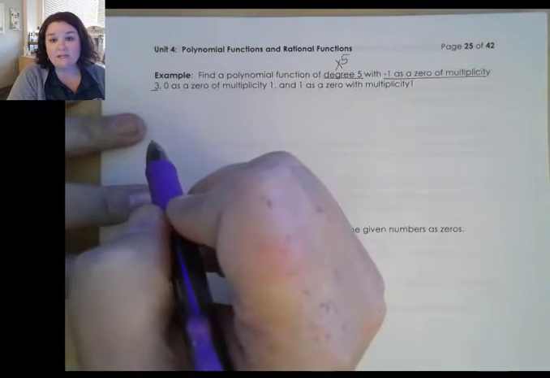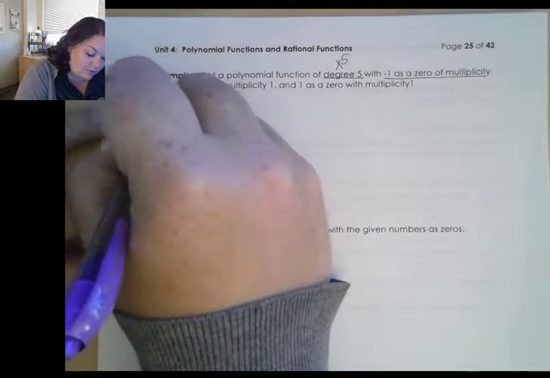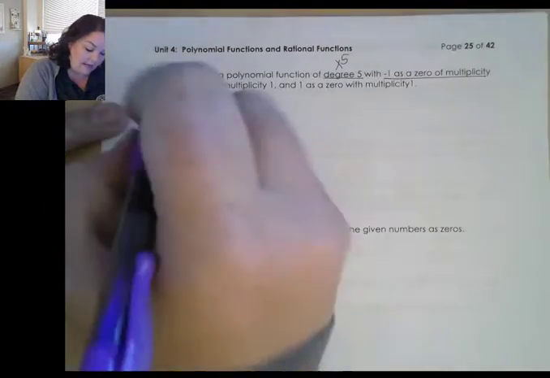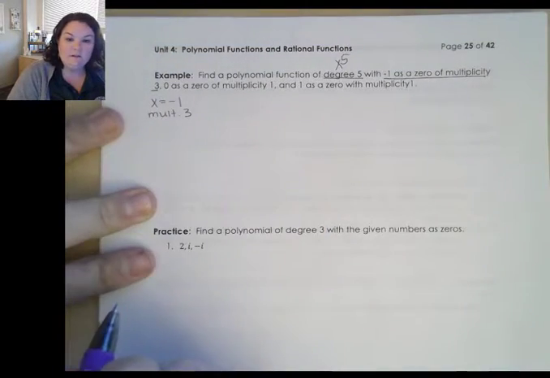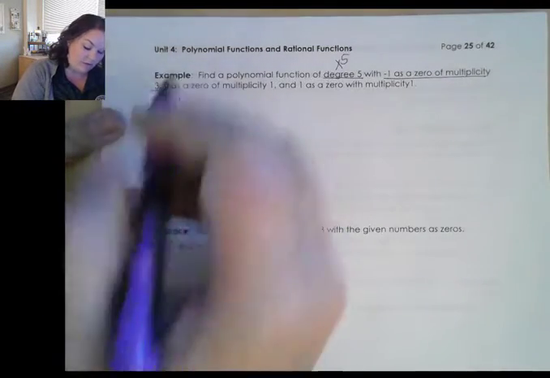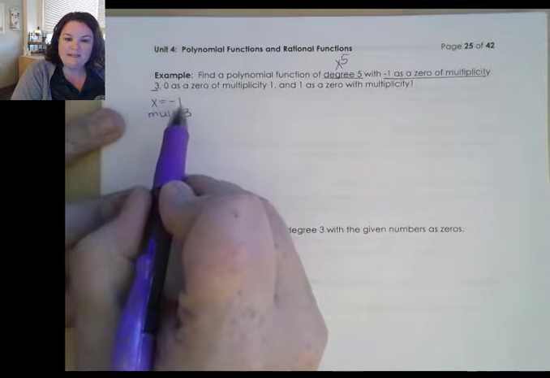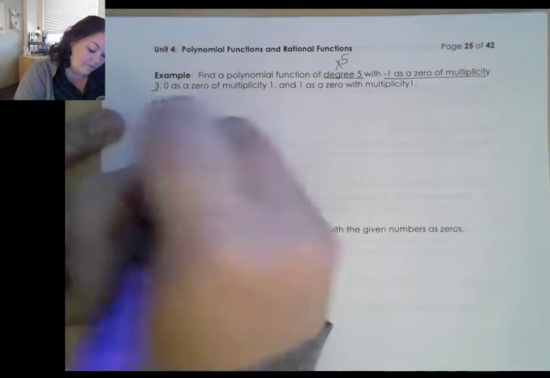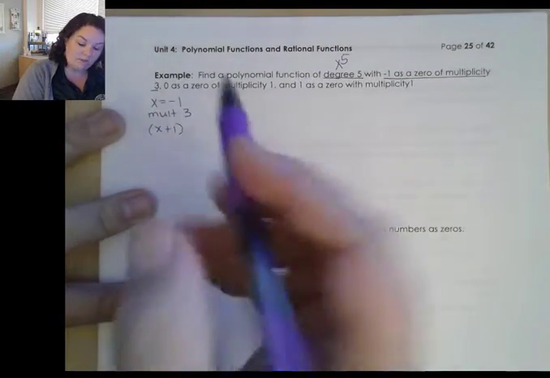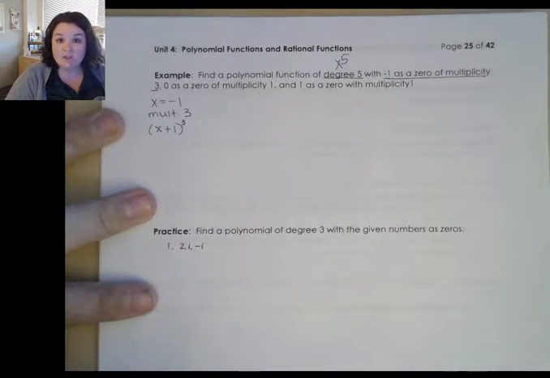That means negative 1 is a solution, okay? So we're going to say x equals negative 1. And its multiplicity is 3. So multiplicity 3 means when I write this as a factor, which I can write it as a factor by taking that negative 1 and moving it back across, so we'd get x plus 1. If it has multiplicity 3, that means that that factor is cubed.